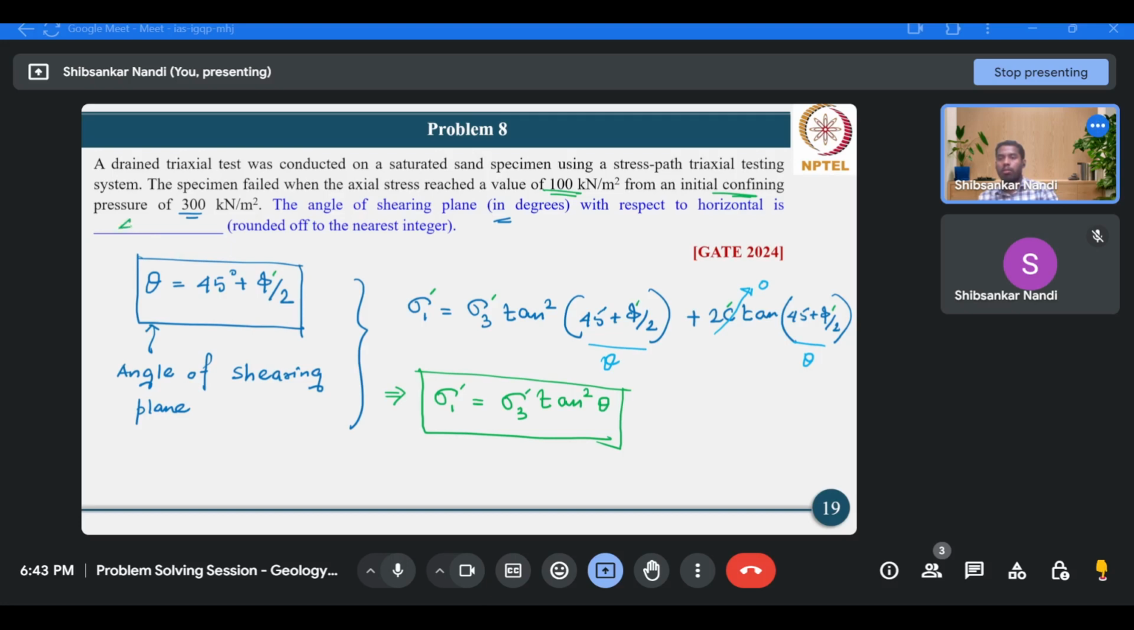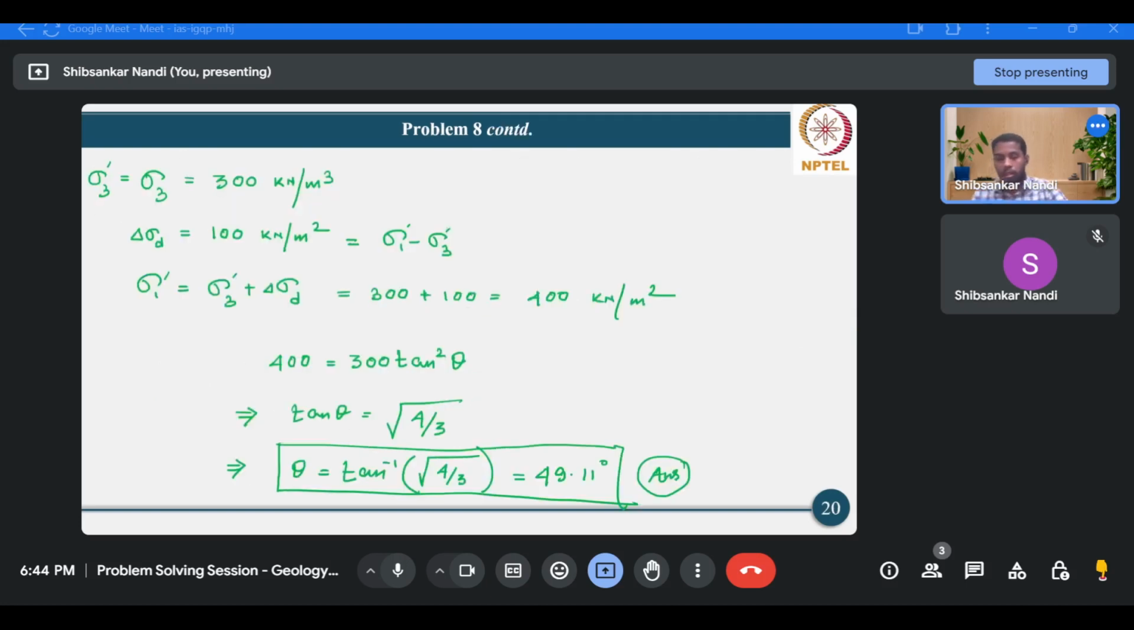Okay, so again you have to keep in mind that this relationship is valid only when you are determining the angle of shearing plane with respect to the major principal plane. And as you know that for a triaxial system or triaxial sample, the horizontal plane is the major principal plane. Okay, so we are determining this.